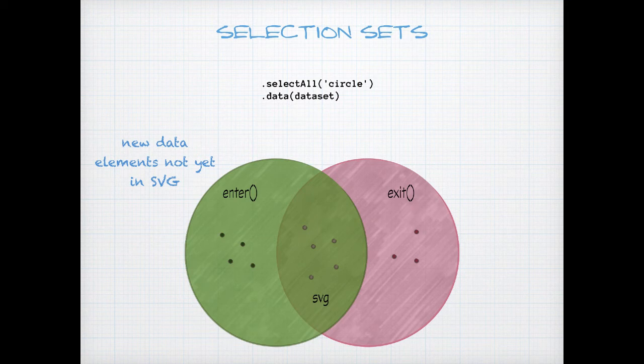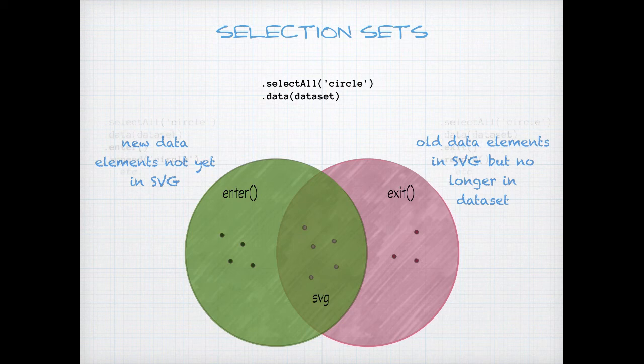So if we want to add those, we will do what we just did, which is work with the .enter set, and then we'll append a circle, and we'll apply some attributes, etc. The problem that we were just facing is that we didn't do anything with the other set: there are old data elements who have circles in the SVG, but they're no longer in the current data set, and so they need to be removed.